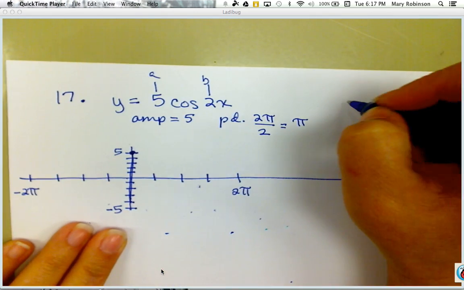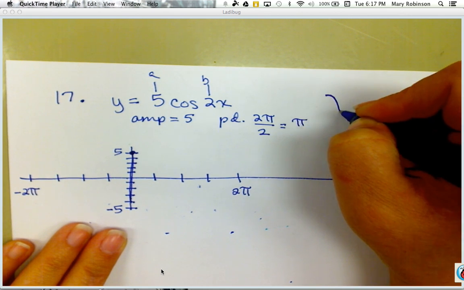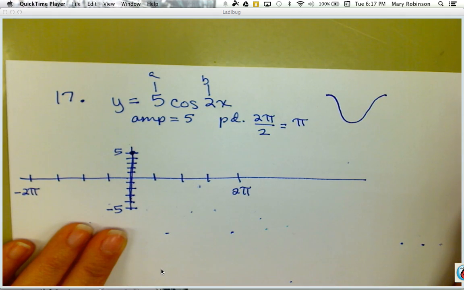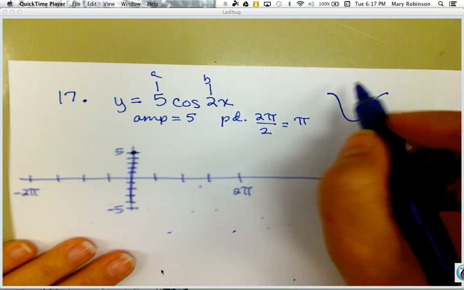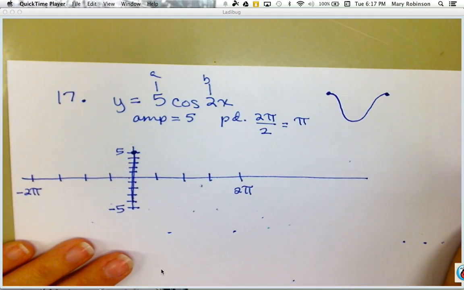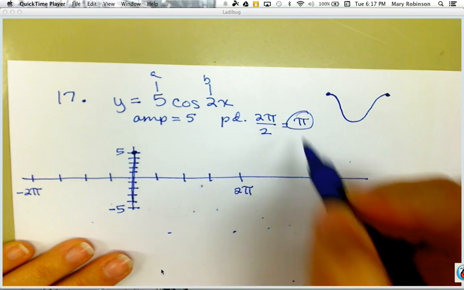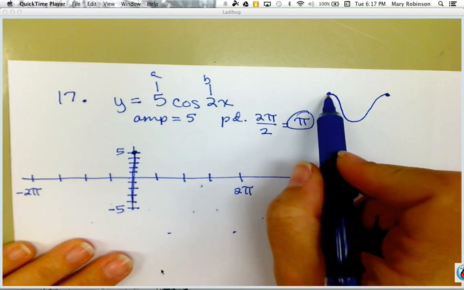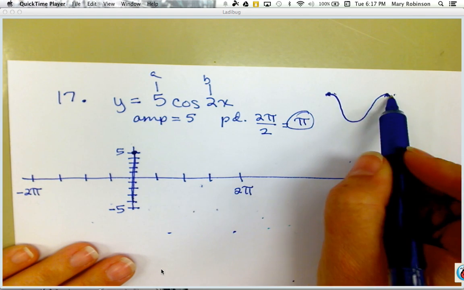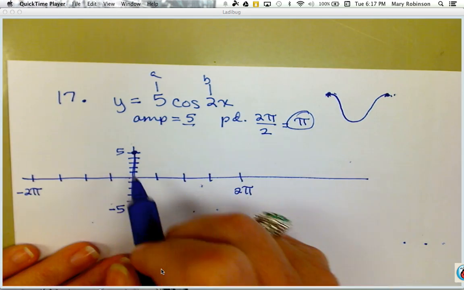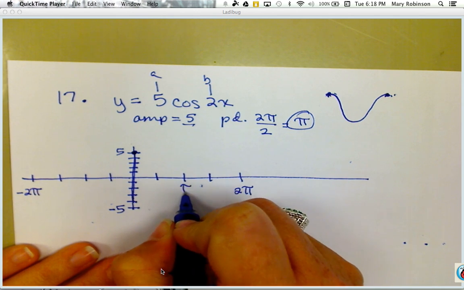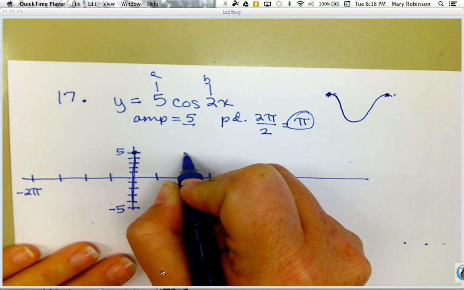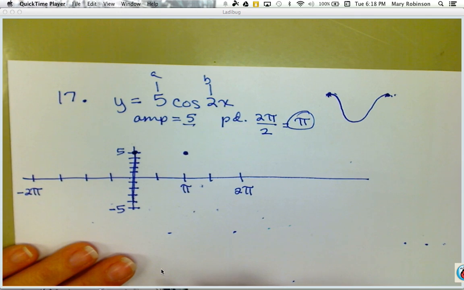Now what I want you to memorize, and really know, is visually, you should know what one cycle of the cosine function looks like. So remember that you start and you end at the same exact point. Well, if my period is pi, then I'm going to start and end at these max points. So these max points are going to be at 5. So I'm going to start at 5, and because my period is pi, I should end this cycle at pi.